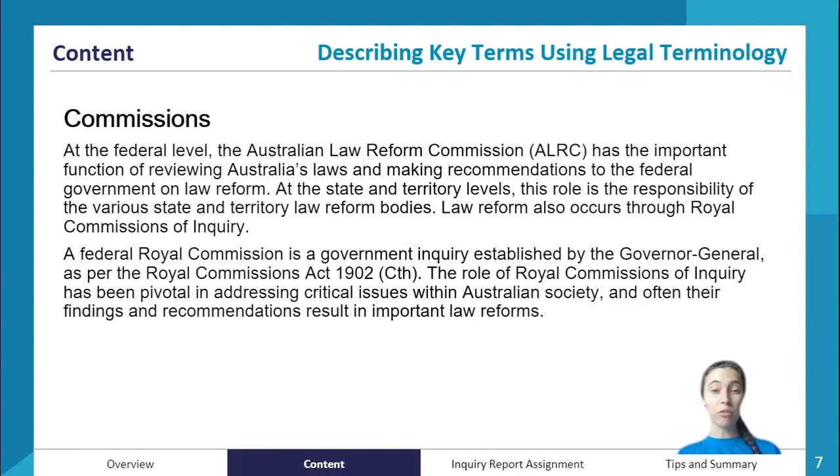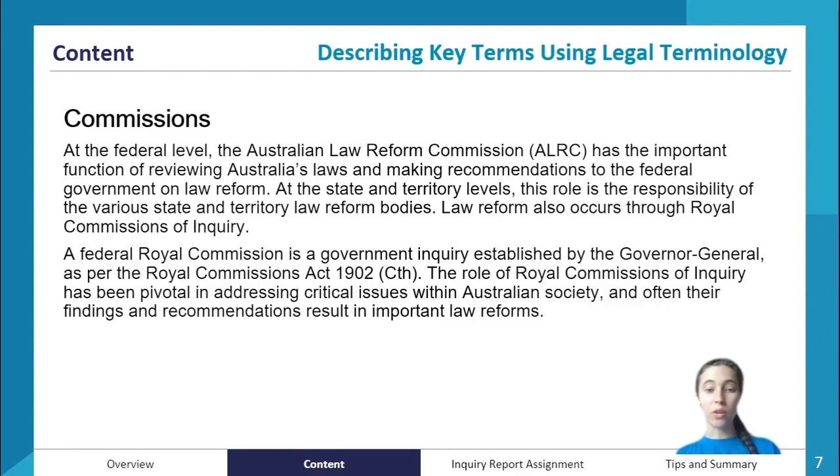So commissions is the first thing that we're going to look at. At the federal level, the Australian Law Reform Commission has the function of reviewing our laws and making recommendations to the federal government on what should change about the law. And at the state and territory levels, this role is the responsibility of a whole bunch of different state and territory law reform bodies. So in Queensland, we've got the Queensland Law Reform Commission.